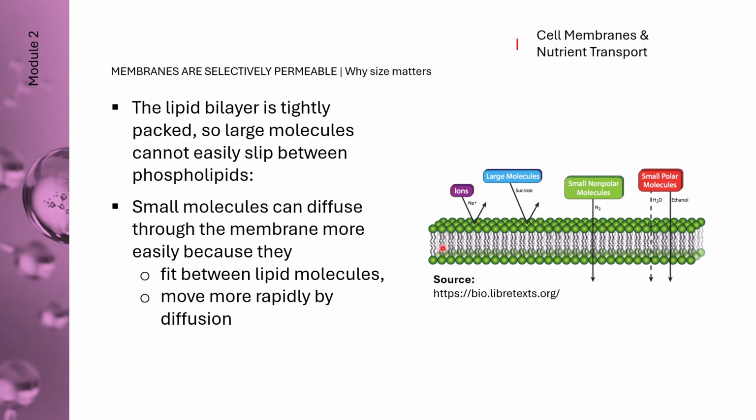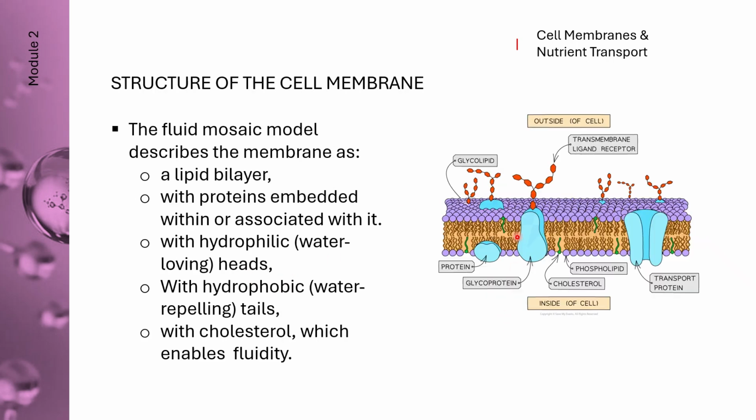Some other concepts to consider is the way the lipids are tightly packed to prevent large molecules from passing, and that's why only small molecules like gases, and water very slowly, can pass through. They can slip in between the membrane. Small molecules can diffuse through the membrane, like I said, because they can fit easily in between the lipids and move via diffusion.